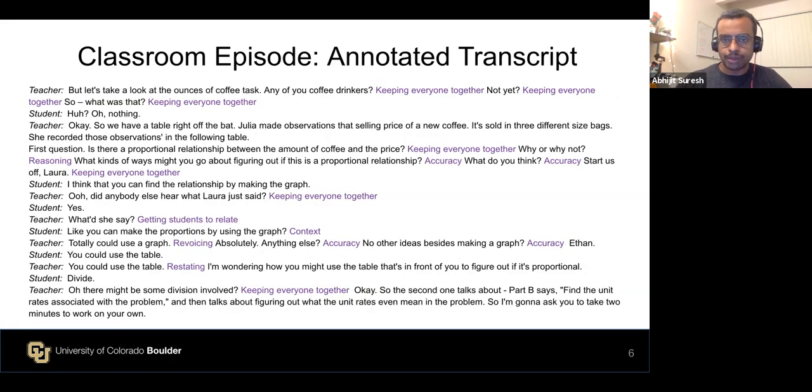Looking at a classroom episode, this is an example of an annotated transcript. This transcript has the different teacher and student utterances, and also the corresponding classroom discourses associated with it. For example, if the teacher says, "But let's take a look at the ounces of coffee task. Any of you coffee drinkers?" this is a good example of the talk move keeping everyone together. Similarly, we had two different human annotators annotate a lot of transcripts, which served as the training data for the deep learning models.